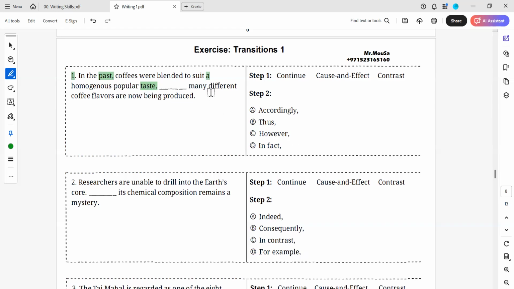It's a given. No, it's a given. A homogeneous taste. So it's indicated, by the way. It's directly indicated here. It's only, yes, perfect. That's it. It's only one. Here we have one taste, one flavor. Okay. Take the following sentence. They said, many different coffee flavors are now being produced. So, what could be the relationship here between these two ideas? Is it continue? Is it contrast or cause and effect?